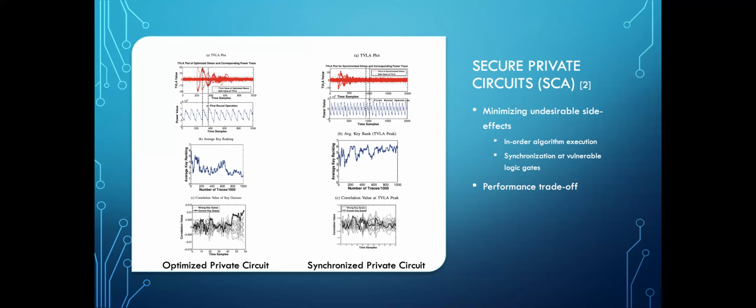On the right, you see the TVLA test of the appropriately implemented private circuit. It was able to stay within the acceptable ranges, and the secret key was unable to be guessed. This secure private circuit was implemented by appropriately accounting for the out of order execution of the algorithm that would have resulted from freely optimizing the circuit using EDA.